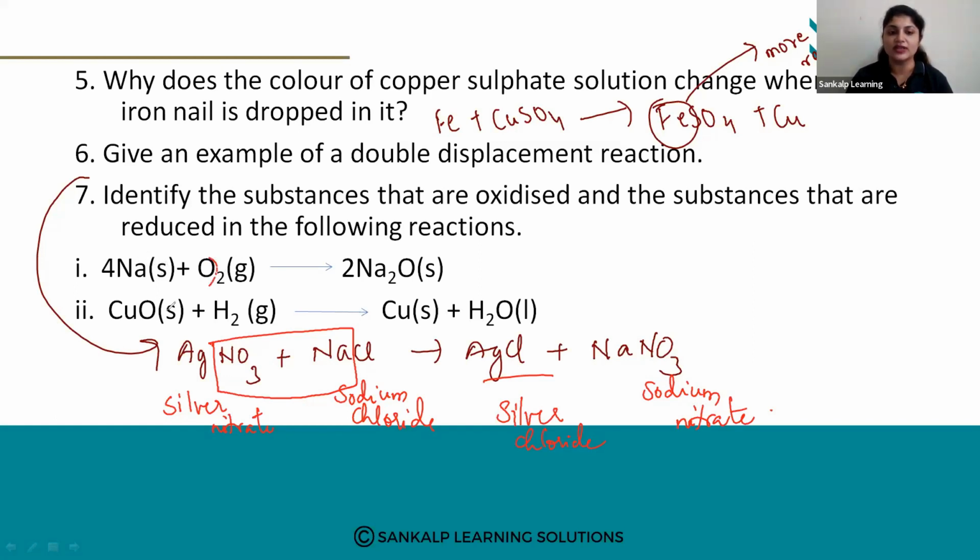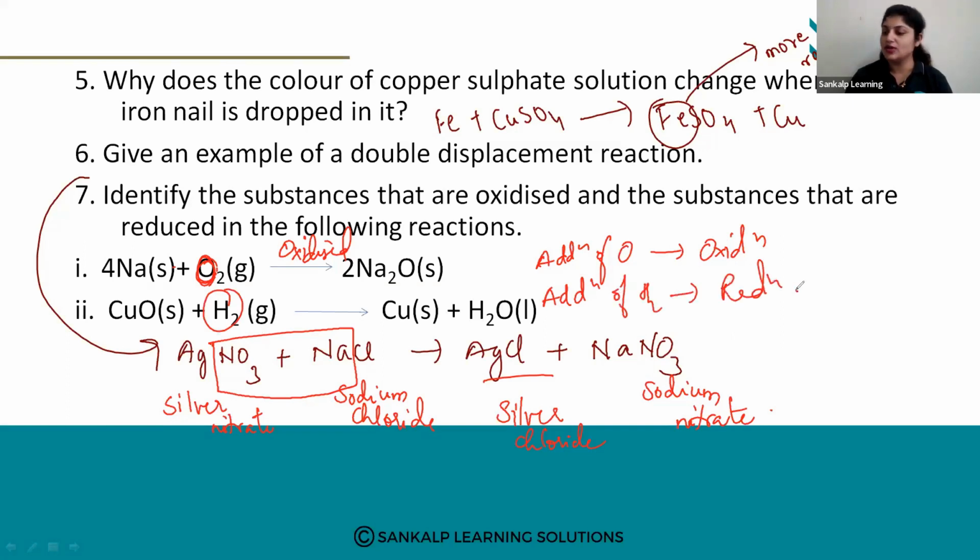Why is it getting oxidized? Because you are adding oxygen. Addition of oxygen is oxidation. So in the first reaction, it is undergoing oxidation. Then in the second reaction, CuO reacts with H2. So in the second equation, it is getting reduced due to the addition of hydrogen. Addition of hydrogen is reduction. Understood? So these were some of the in-text questions. Is this clear?